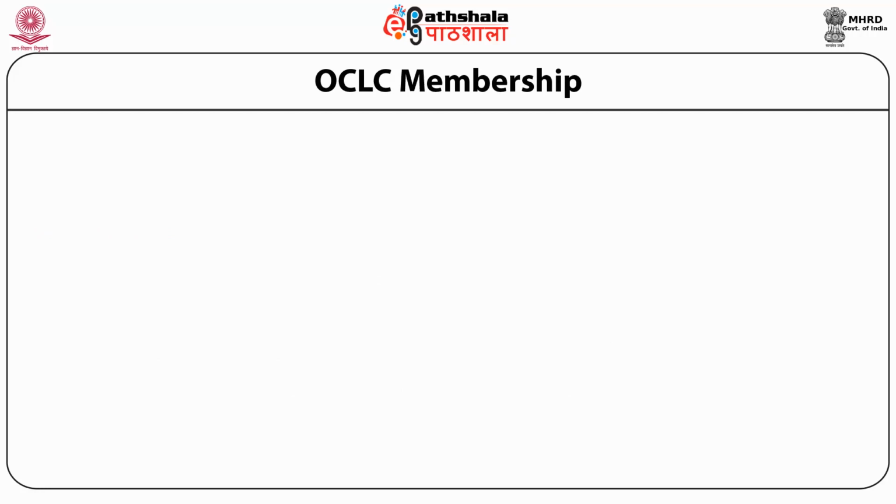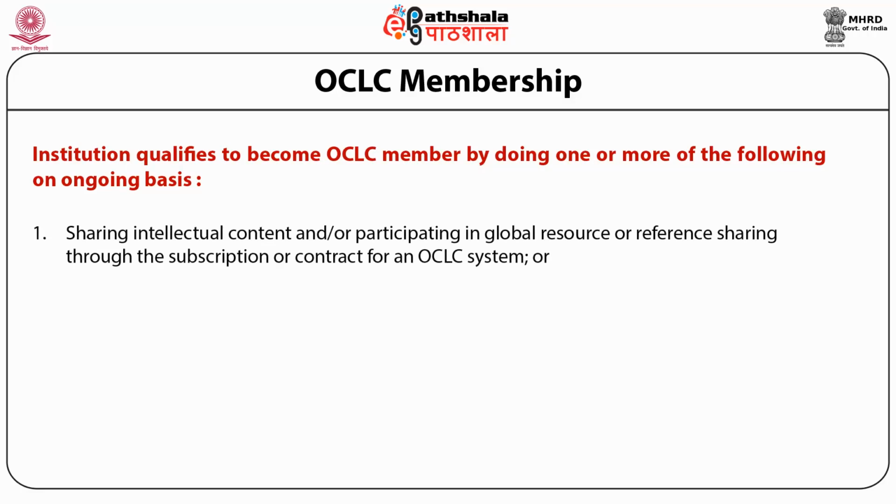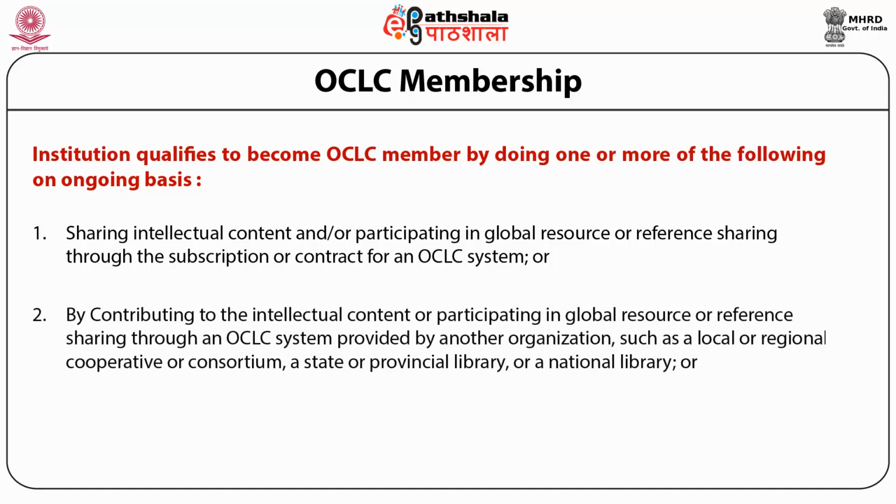OCLC membership. Who can be an OCLC member? An institution qualifies to become an OCLC member by doing one or more of the following on an ongoing basis. Number one, sharing intellectual content and/or participating in global resources or reference sharing through the subscription or contract for an OCLC system.